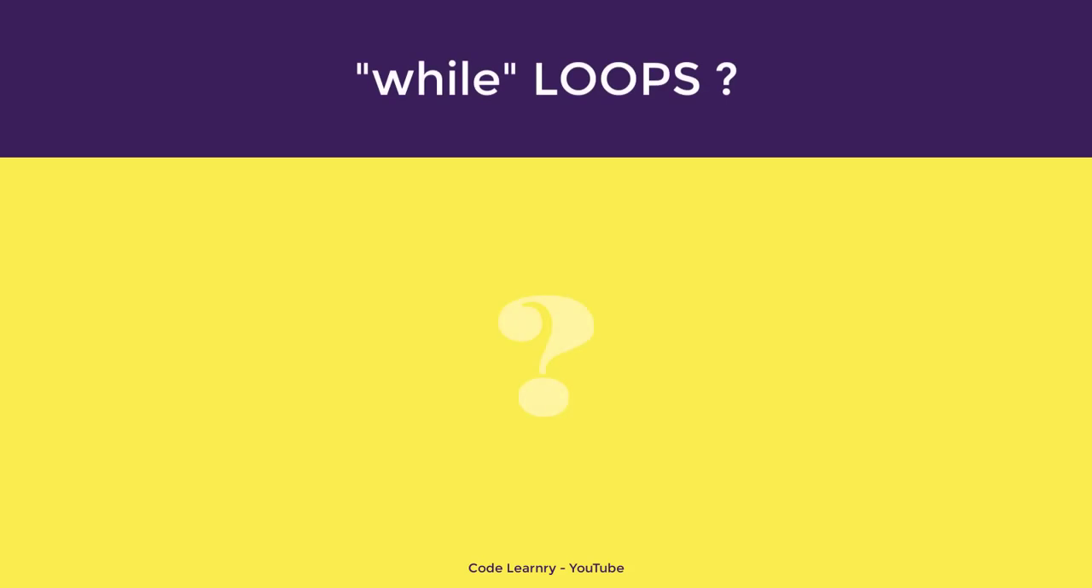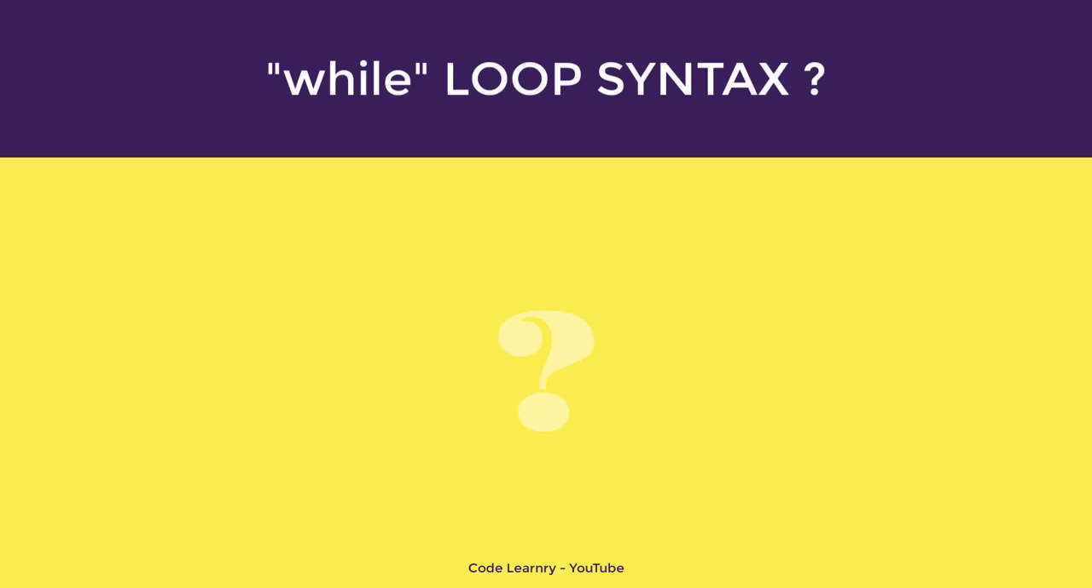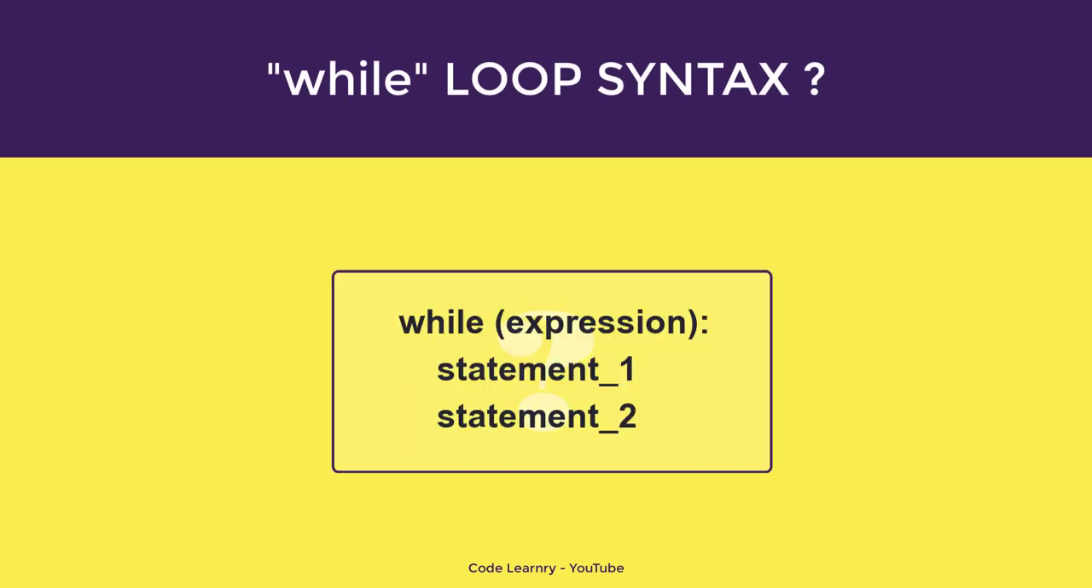Now let's have a look at the Python while loop. The Python while loop is used to repeatedly execute code for as long as a test expression or condition is true. Now let's take a look at the syntax of the Python while loop. In this while loop syntax, the while loop runs as long as the expression or condition evaluates to true, and it also executes the two statements in the while block. Again, the test condition is checked every time at the beginning of the loop, and the first time the expression evaluates to false, the loop stops without executing any remaining statements.